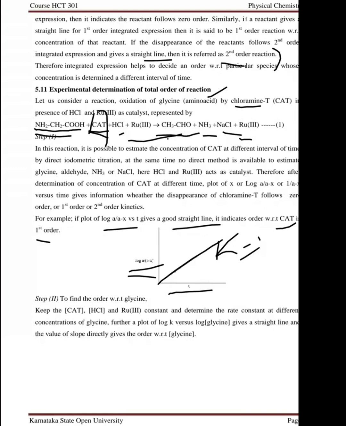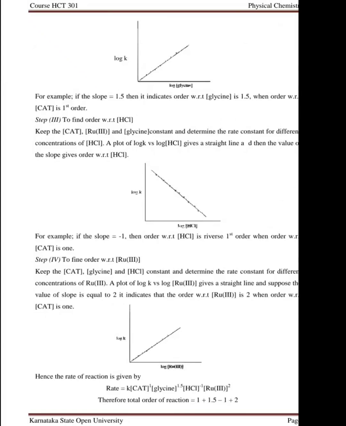So here we are going to keep the concentration of the chloramine T, HCl and ruthenium constant, and we are going to change the concentration of glycine. So the reaction rate we are going to identify of the glycine. This is the plot for the glycine, where the rate of reaction or rate constant we have got for the glycine is 1.5.